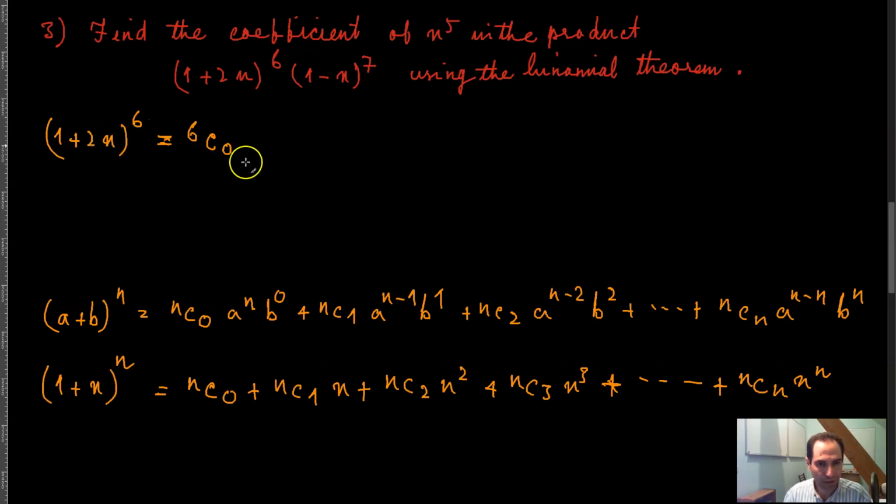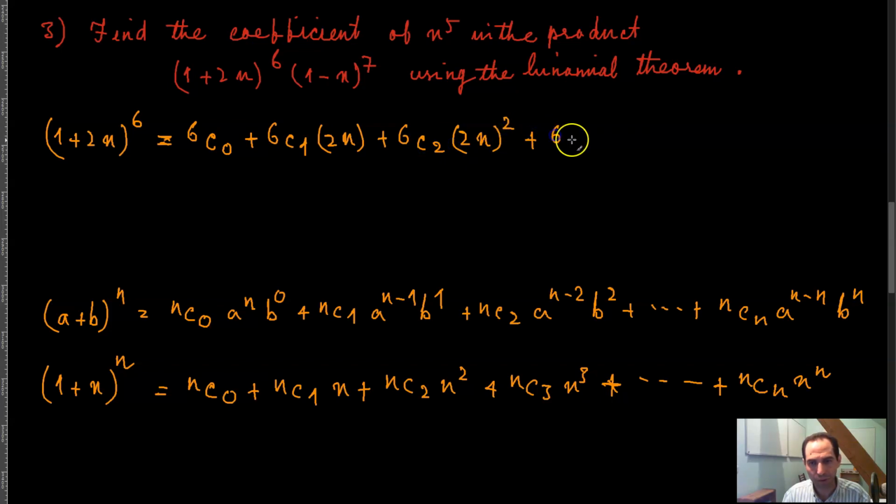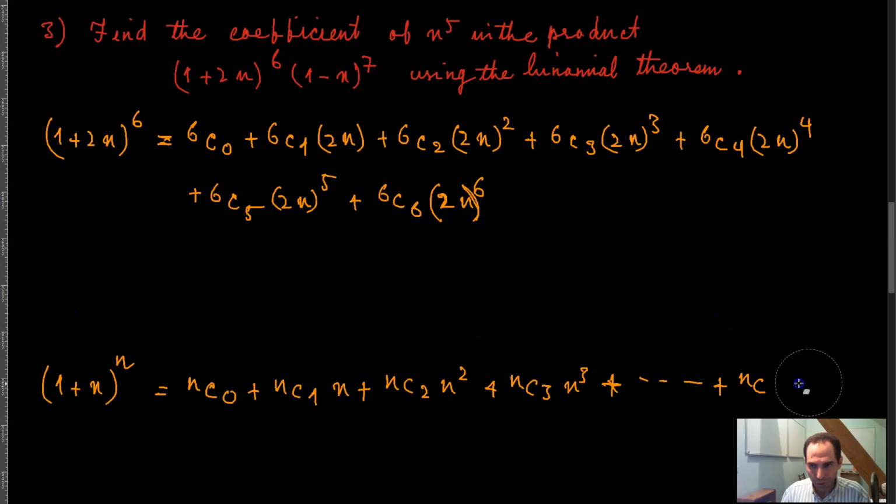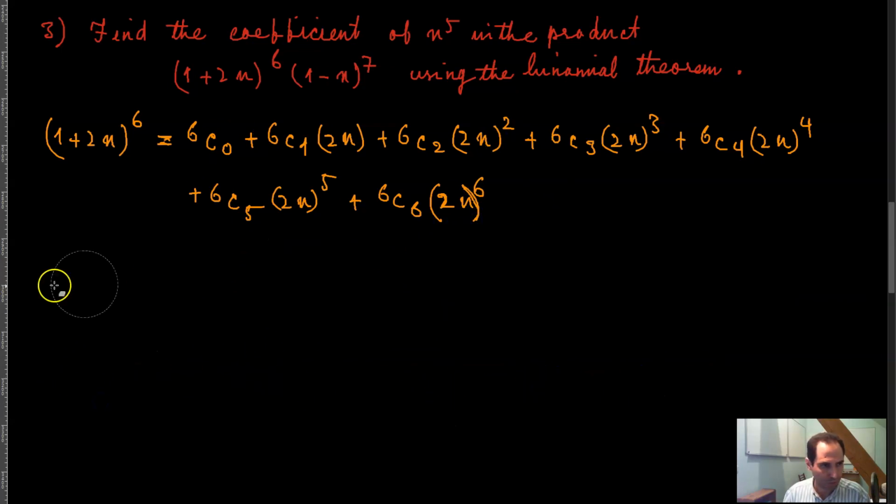and that's just a constant, plus 6 combination 1, then x, which is equal to 2x raised to the power 1, plus 6 combination 2, (2x) raised to the power 2, plus 6 combination 3, (2x) raised to the power 3, plus 6 combination 4, (2x) raised to the power 4, plus 6 combination 5, (2x) raised to the power 5, plus 6 combination 6 times (2x) raised to the power 6. That is, of course, the whole (2x) raised to the power 6. So then you can simplify this, of course.